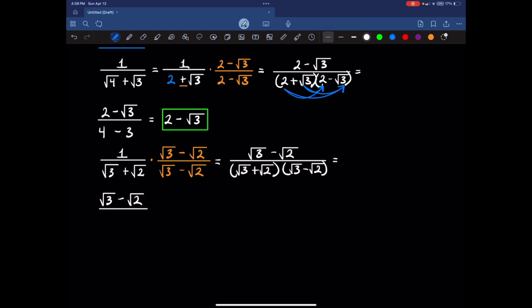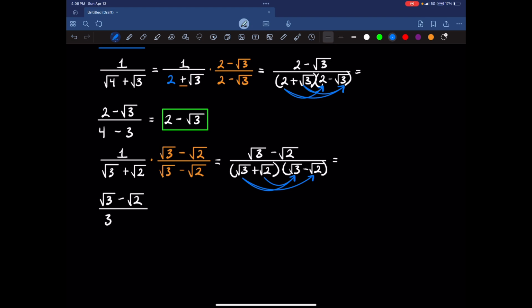And let's now FOIL out the denominator and see what happens. So we get the square root of 3 times the square root of 3 as our first term. That's going to be 3, right? So we'll put 3 here. And then the outside and the inside terms we know we're going to cancel because we multiplied by the conjugate, but let's just see that again. So we have square root of 3 times negative square root of 2, and then we have positive square root of 2 times positive square root of 3. And when you multiply those together and add them, it's just going to make 0.